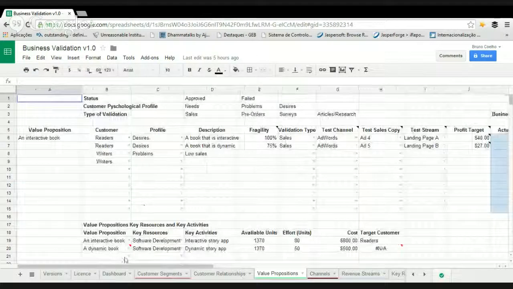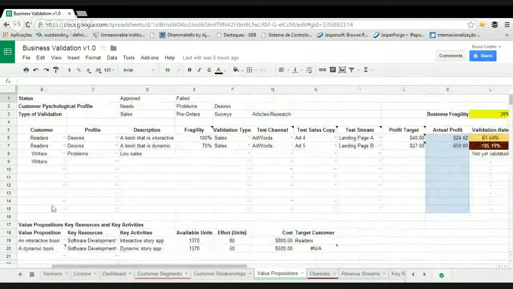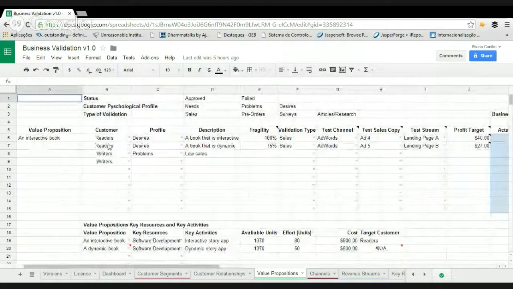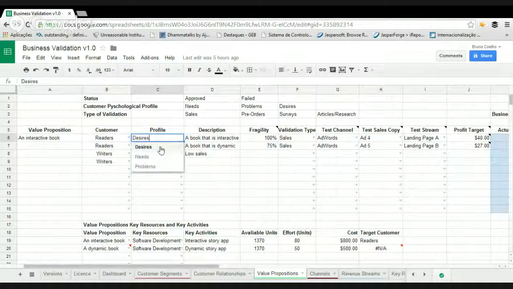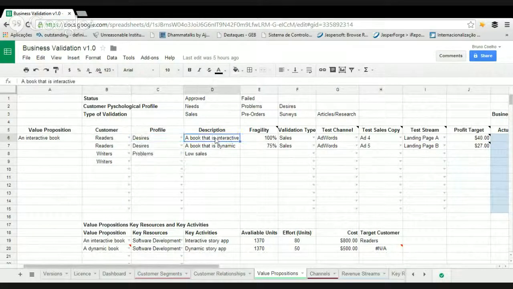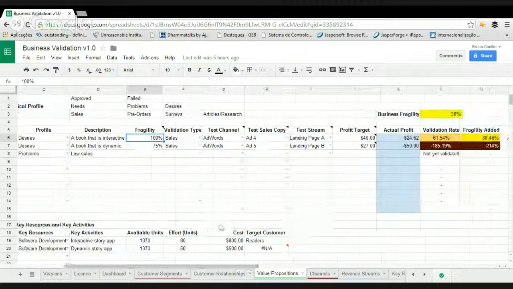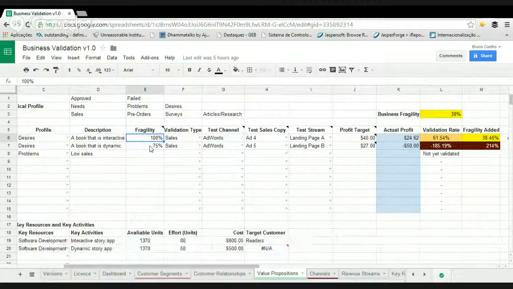The value propositions sheet is a very interesting sheet where you'll see who's the customer that you're targeting with this value proposition, what's the profile, meaning are you targeting a desire, a need, or a problem, and you're describing that desire in this case. And what this column right here, the fragility column, gives you is the ability to define, if this assumption is invalidated, how much fragility is going to be inflicted on your business.